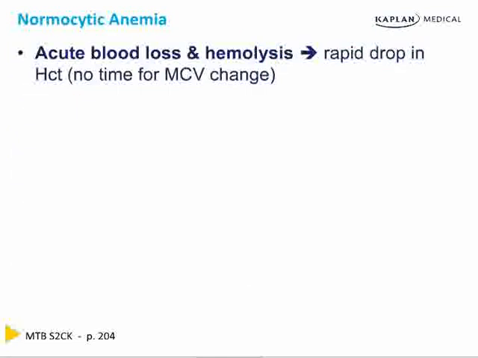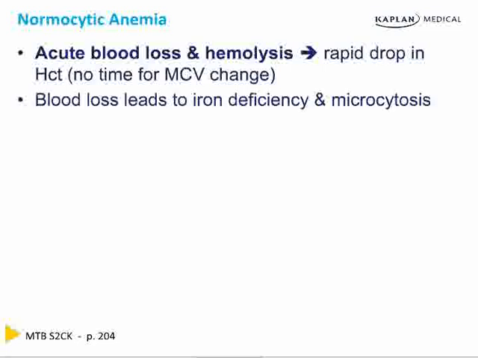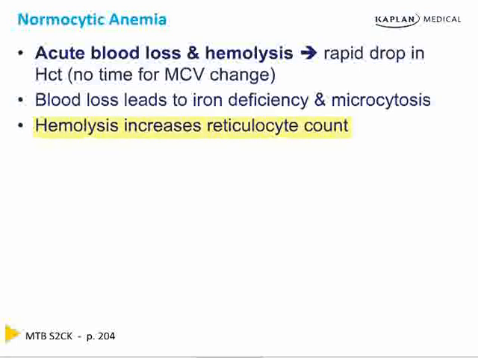Normocytic anemias are 2 major things, acute blood loss and hemolysis. These are both a rapid drop in hematocrit, and there's no time for MCV changes. You need days or weeks for MCV changes to happen. Now, you can have a slight increase in the MCV with hemolysis because reticulocytes are a little larger. So hemolysis can increase the reticulocyte count, and blood loss leads to iron deficiency and microcytosis chronically. But it's acute blood loss. Acute blood loss, that's normocytic.